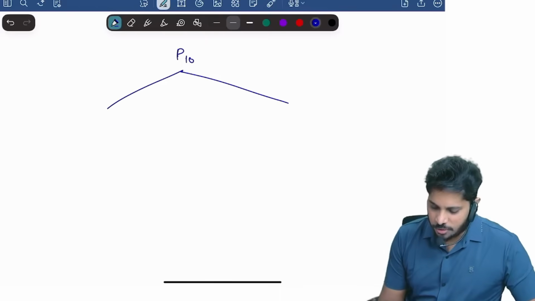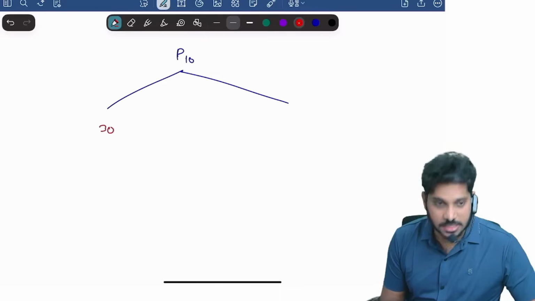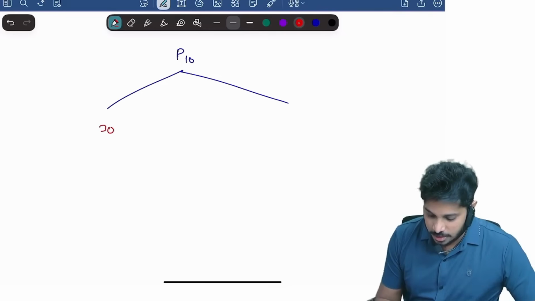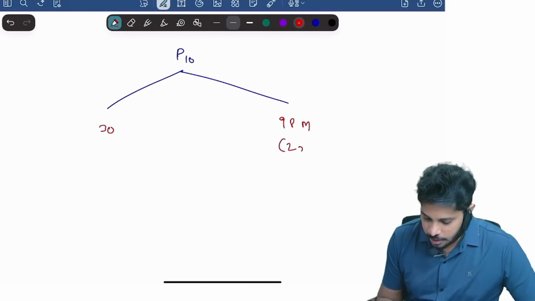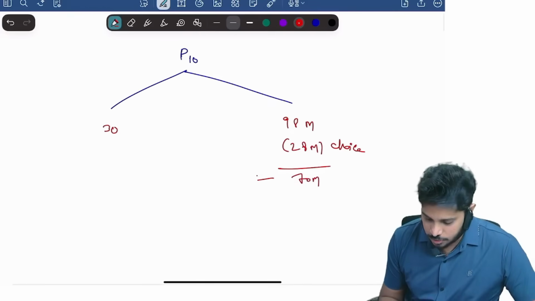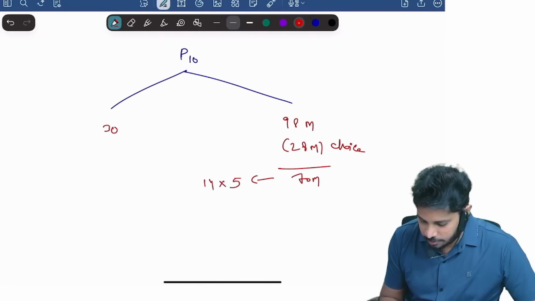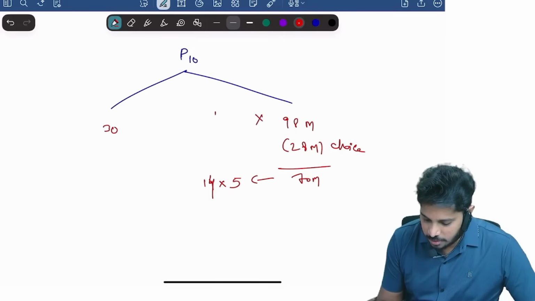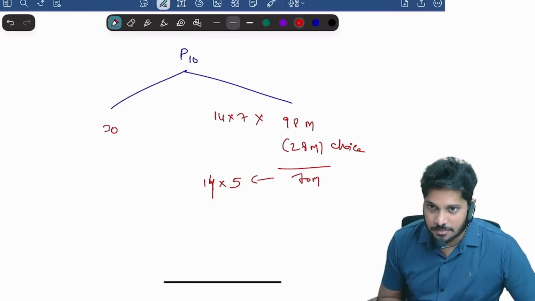Now, do you know what the paper pattern is? You will have MCQs for 30 marks, right? Then you will have descriptive questions for 98 marks, where 28 marks is choice. Then you just have to attempt 70 marks. So here you have to attempt 5 questions of 14 marks each. Technically you will be given 14-mark questions, 7 of them.